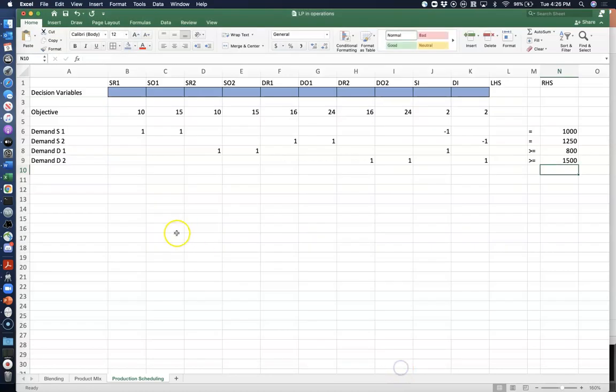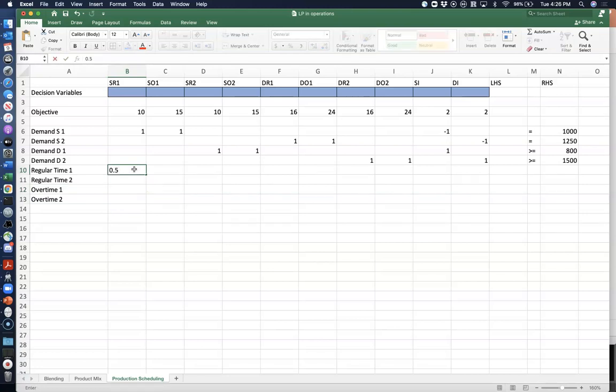Now let's write the time constraints. So regular time 1 and regular time 2, similarly, and then overtime 1 and overtime 2. So that's 4 constraints. Let's write the regular time constraints first. So it's 0.5 times 0.6 is less than or equal to 1000. Total amount of regular time available.